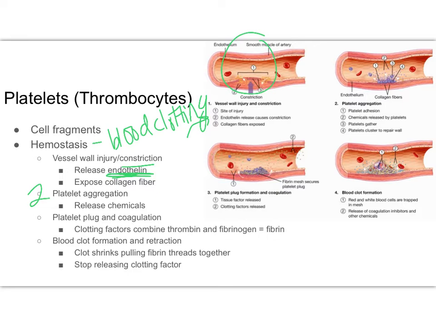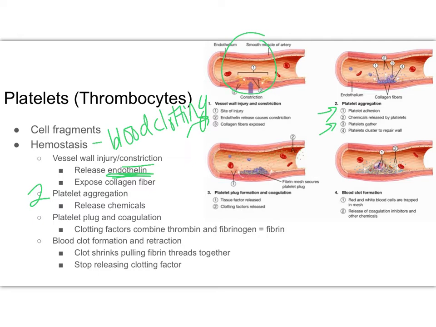So step 2 now, we have the platelet aggregation. The aggregation is just them basically coming and sticking together. So they will adhere to the sides, to the injuries, to the collagen fibers that are there. They're going to release chemicals. They're going to release other clotting factors, and those chemicals are going to attract more platelets. If you remember, blood clotting is a positive feedback mechanism, so it will continue and get stronger and stronger and stronger. And so as those platelets get stuck to that collagen, that signals the more platelets to come and to gather to the area. Okay?